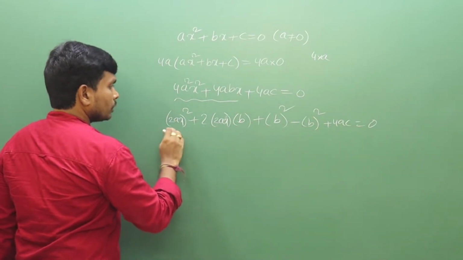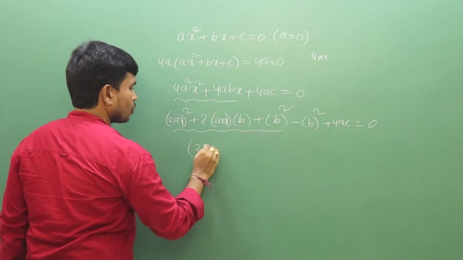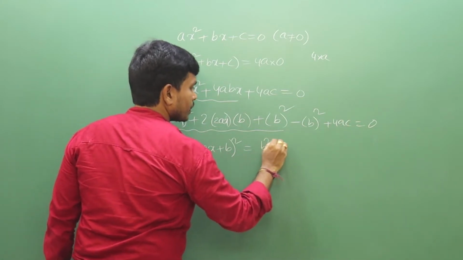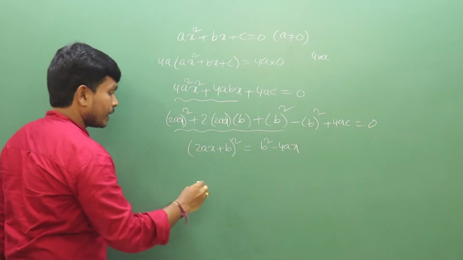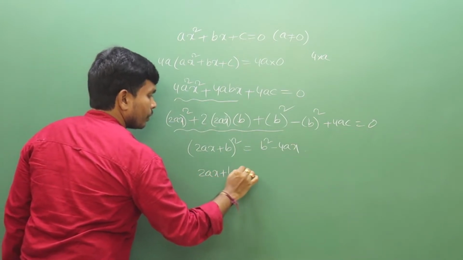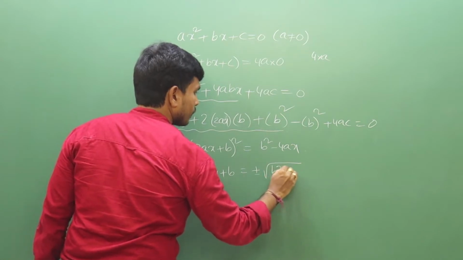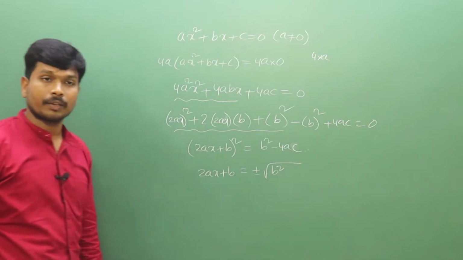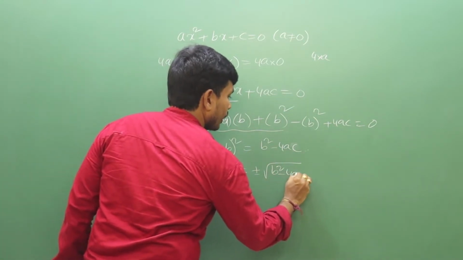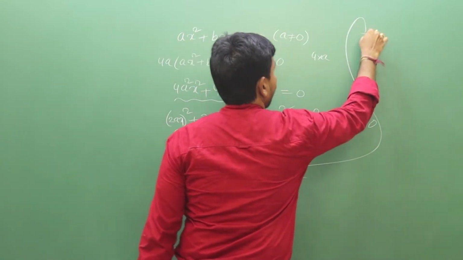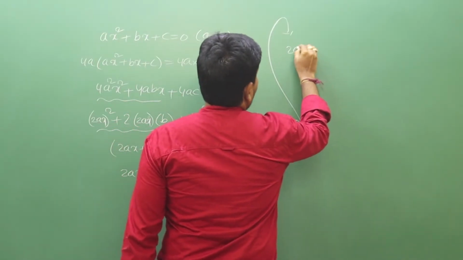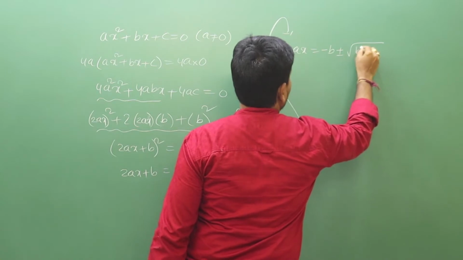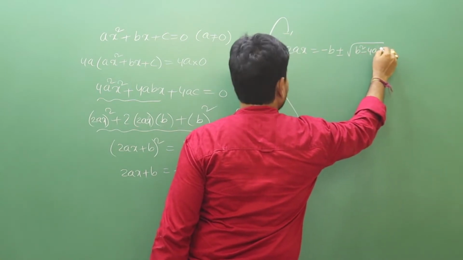Now a plus b whole square. Say now, 2ax plus b whole square is equal to, sending these terms to that side, b square minus 4ac. The square is going to that side, so you will get plus or minus root b square minus 4ac. This is c, not ax. Now 2ax is equal to plus b transposed to the right side, minus b plus or minus root over b square minus 4ac.